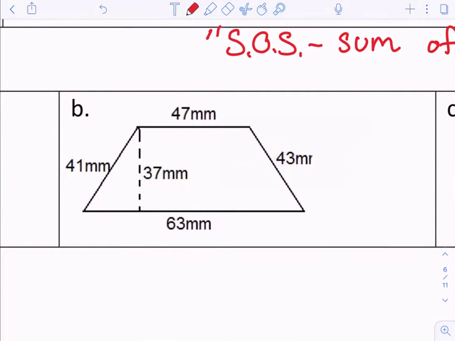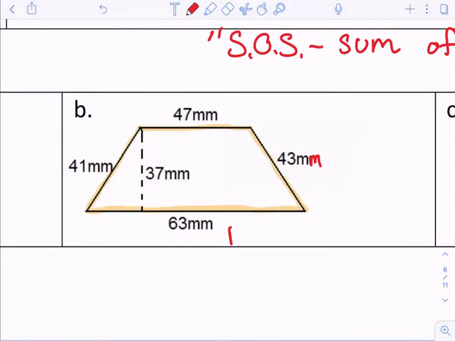Let's look here. It looks like this got cut off, by the way. This should have said millimeters. So let's talk about the outsides. Here we go again. It looks like they gave us some extra information we did not need. I think we can cross off that altitude of 37 and just add up 41 plus 63 plus 43 plus 47 is 194 millimeters.